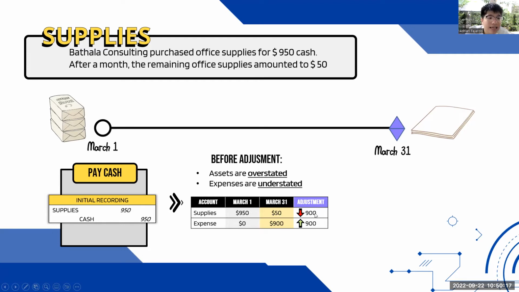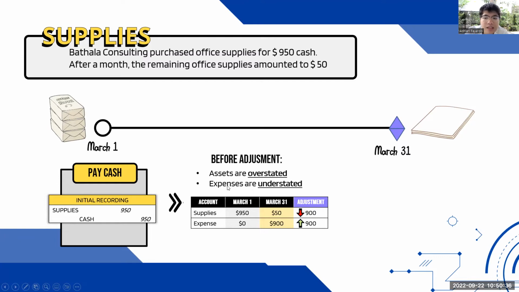Conversely, saan mapupunta si 900? Dahil na-consume yung asset, that is in essence an expense. Therefore, in March 1, zero yung expense mo kasi asset pa siya, right? Pero in March 31, 900 na yung nagamit mo. Therefore, 900 talaga yung totoong supplies expense.